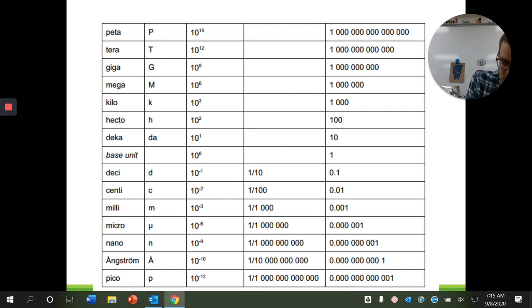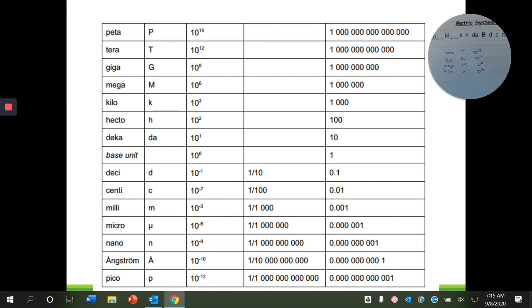And then I would do giga, capital G, 10 to the 9th. And then I would write down mega, capital M, 10 to the 6th. And then I'd write down kilo, lowercase k, 10 to the 3rd. And I would keep doing this. And I would also include the base unit, so you can kind of see what I've started to write on my paper there.